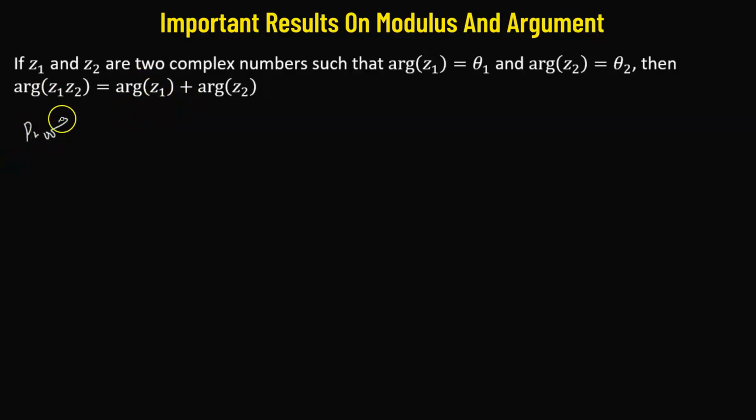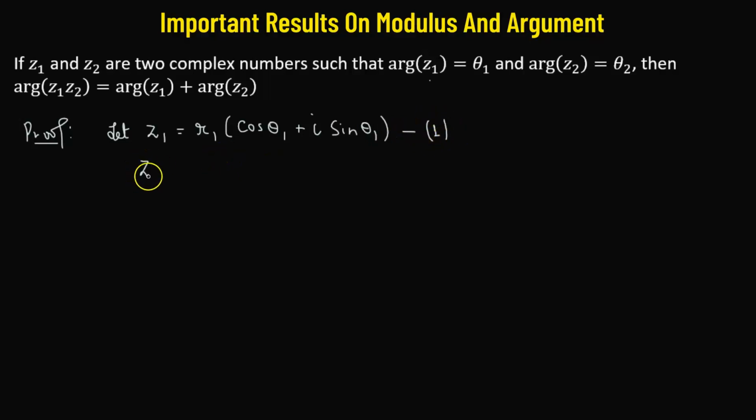So we will start with each of our given complex numbers, in polar form. So we have z1, which will be equal to r1 multiplied by cosine theta 1, where theta 1 is the argument of the complex number z1, plus the imaginary number iota multiplied by sine of theta 1. So let this be equation number 1.